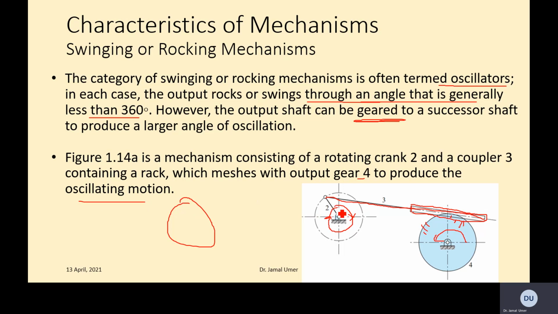Now you can imagine if this crank is being rotated, this one will just do to and fro motion, oscillation, which will cause this four link to move, for example, half circle. If you mark some point here, this point will come from here to this end and back to this end. So basically it is oscillating. That's why it's called an oscillator as well, or a swinging or rocking mechanism too.